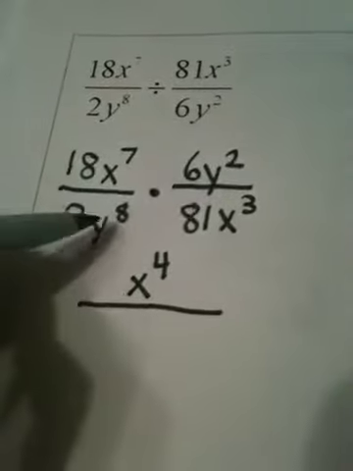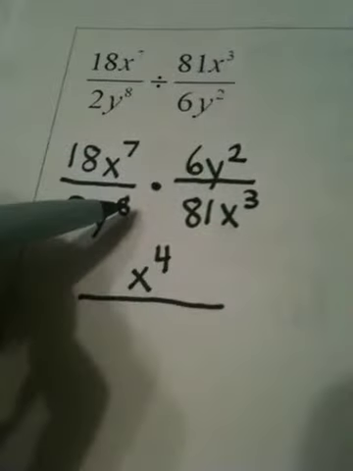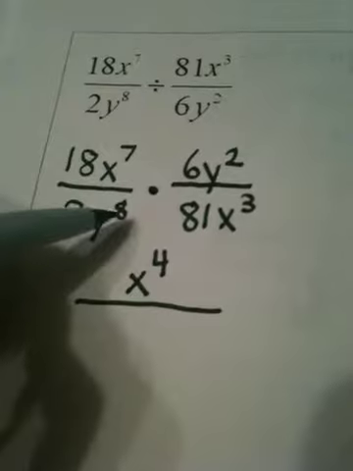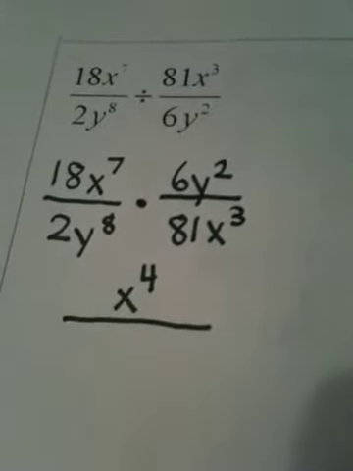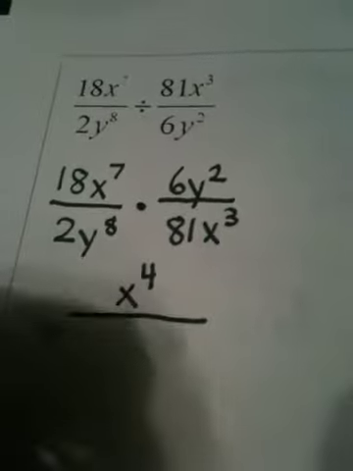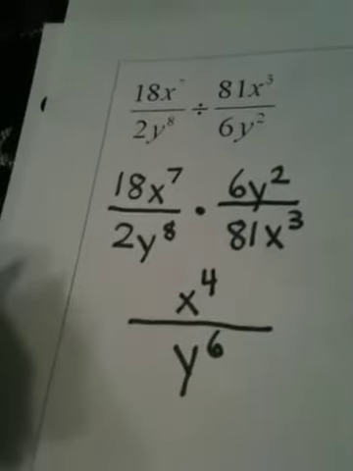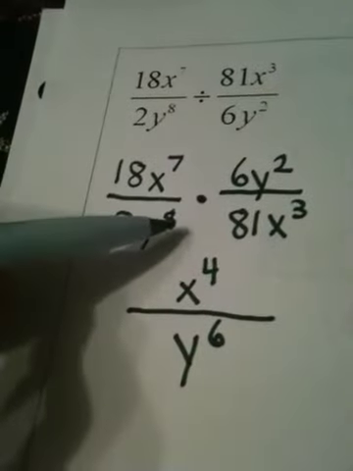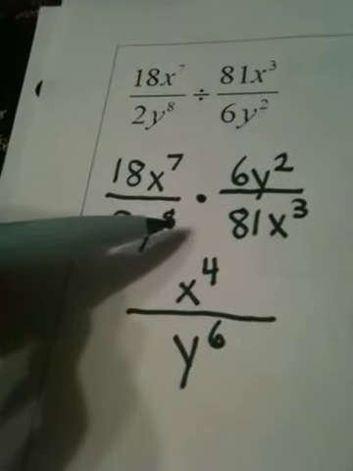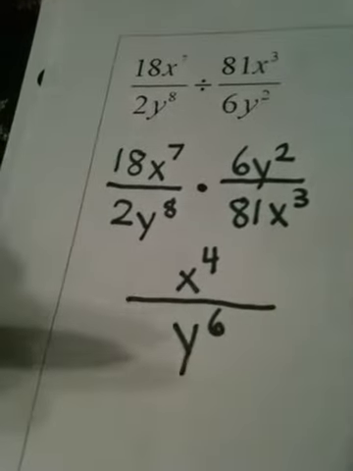Y to the 2nd divided by y to the 8th. 2 minus 8 is negative 6. But you need to remember, if I have y to the negative 6th power, where will it end up? And hopefully your answer is in the denominator, because negative exponents take reciprocals. Watch me do that again. 2 minus 8 is negative 6. Y to the negative 6th ends up on the bottom as y to the 6th.